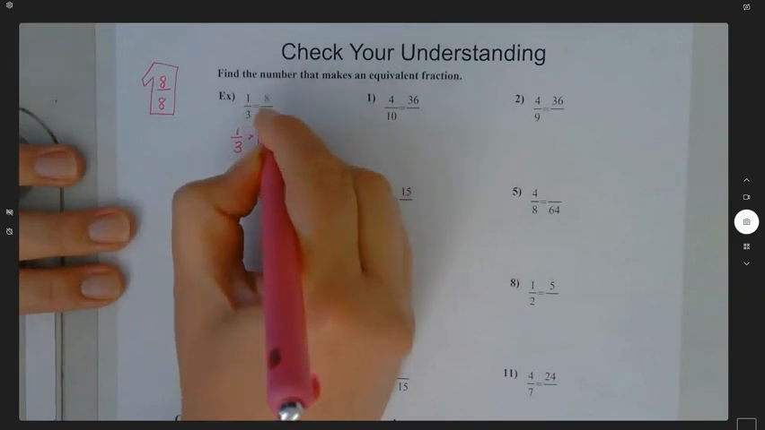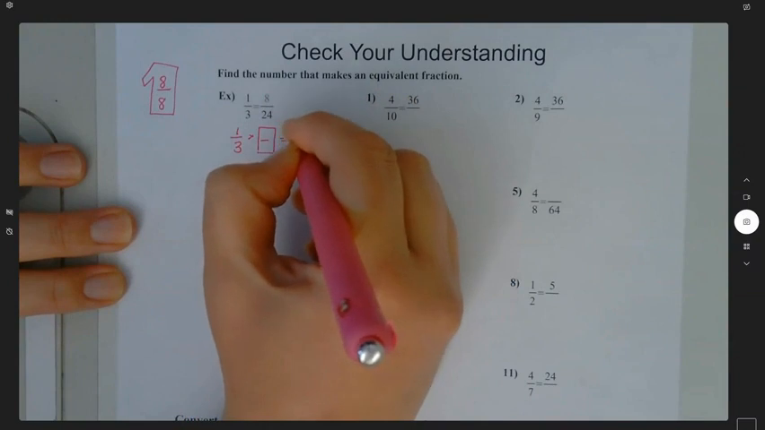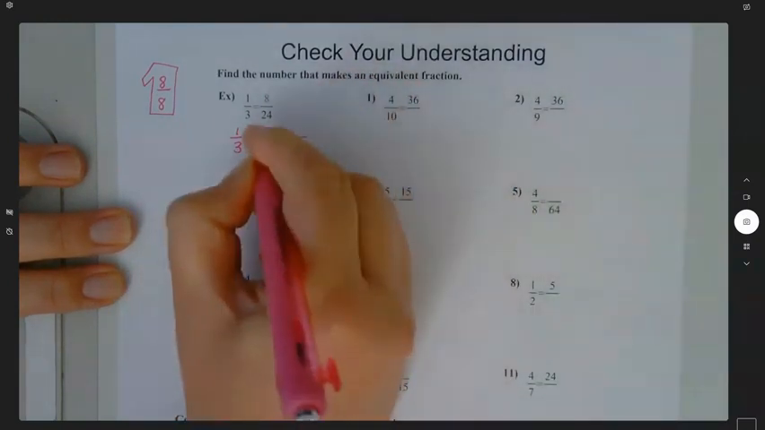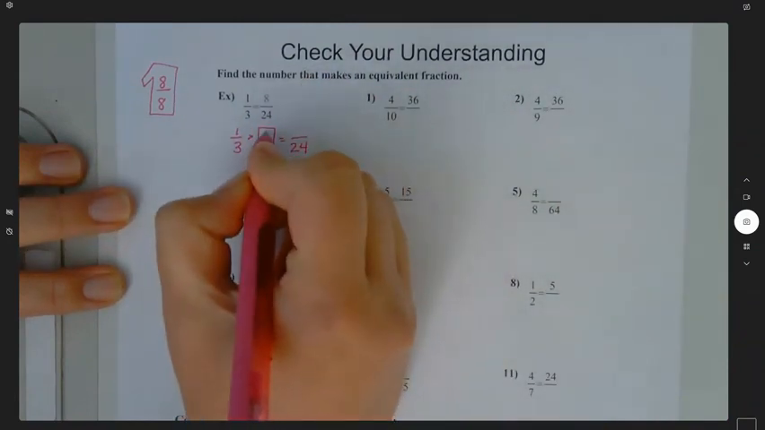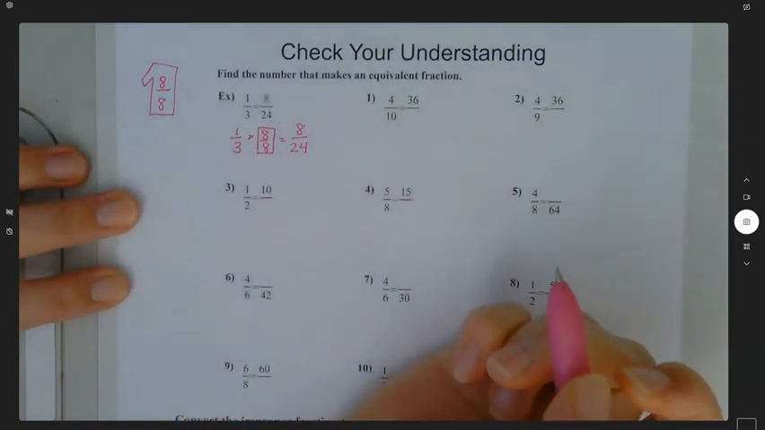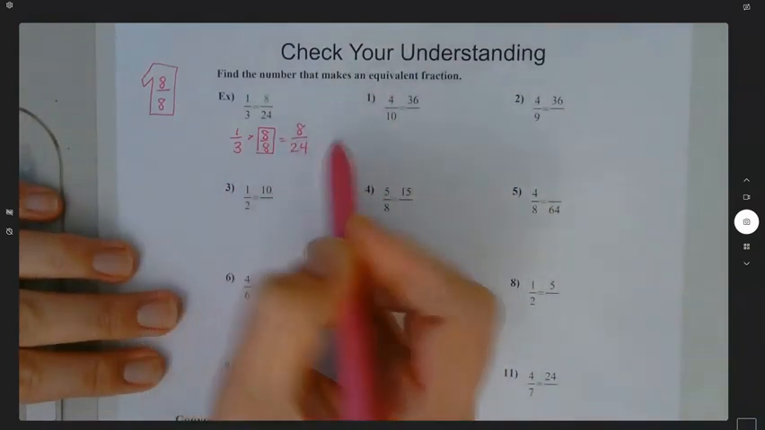times what in our 1 would give us 24? So 3 times what equals 24? 8 times 3 equals 24. We have to do the 8 on top. So 1 times 8 is 8/24, and 1/3 would be equivalent fractions.